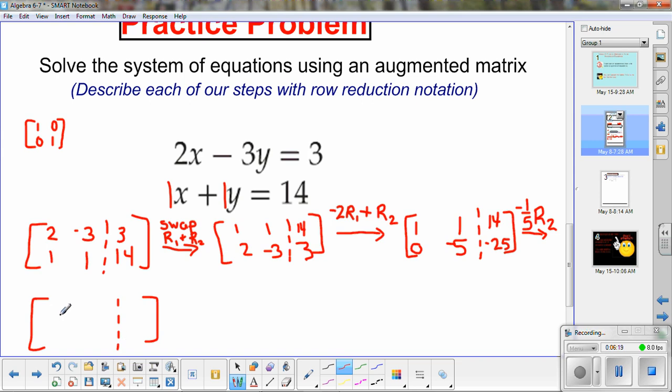So that first row is going to stay the same. And now I'm going to take each one of these items in the second row and multiply by -1/5. 0 times -1/5 is 0. -5 times -1/5 is 1. And then -25 times -1/5, or 1/5 of 25, is 5. So now we have 1, 0, 1.